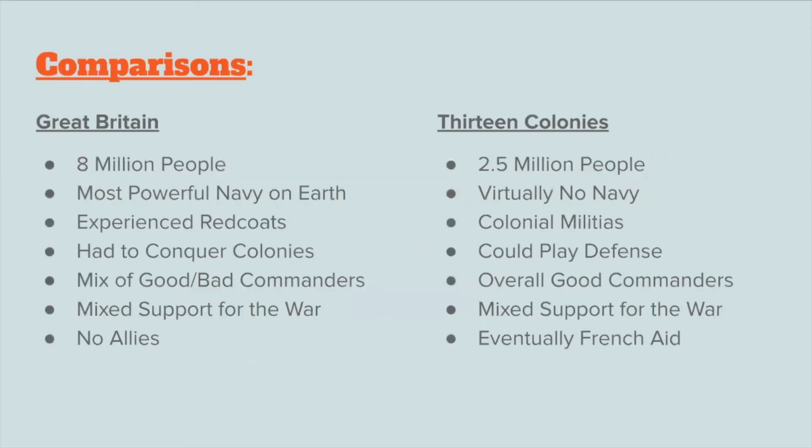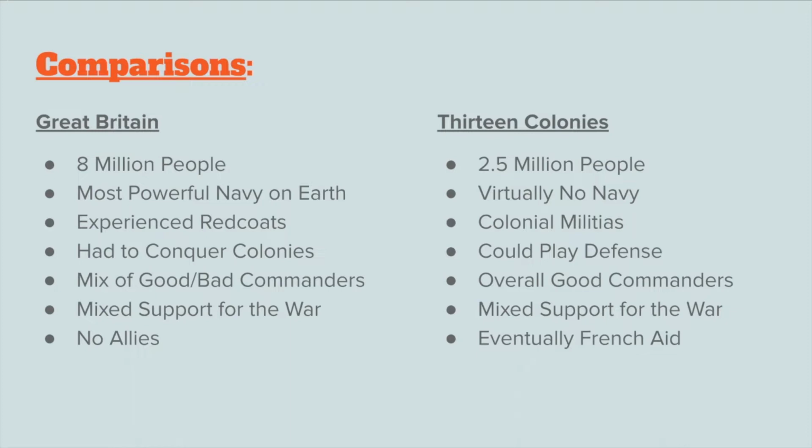First, let's talk about the two powers going into the war, Great Britain and the 13 colonies. Both had advantages and disadvantages. Great Britain was obviously much more populous than the United States would be, and that gave it a lot more individuals to draw from, not only men to recruit into the army, but people to produce weapons and make other contributions to the war effort.